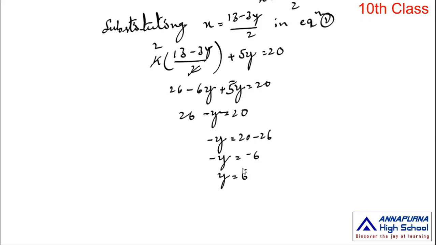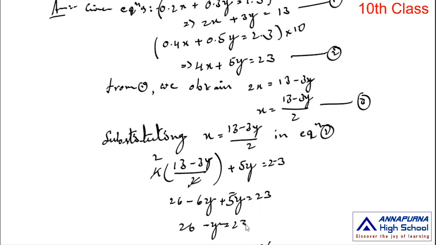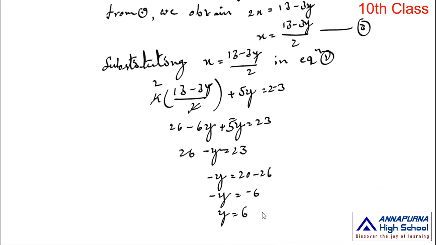So there is a small mistake. 2.3 into 10 is equal to 23. So I did one mistake here. So it's 23. Now this is 23. So 23 minus 26 is equal to minus 3, and y is equal to 3.